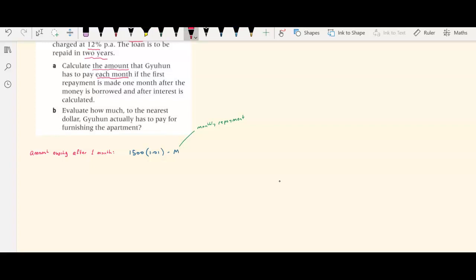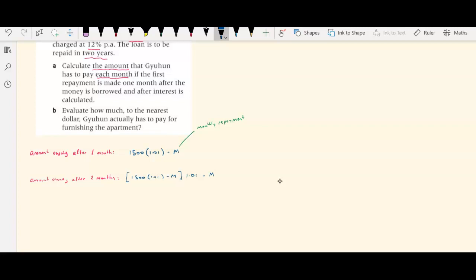Now consider that amount and take it into the second month. Amount owing after 2 months. The amount owing after 2 months is going to be all this, 1,500 times 1.01 minus M, and I'm going to leave it all unsimplified. That all gets charged interest at 1%. That's what's owing at the end of the second month, just before the repayment of M dollars, and then he repays the M dollars.